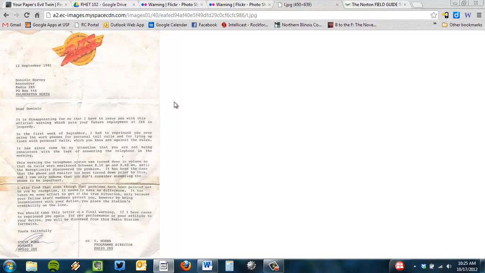Same thing for this warning. This is a written warning that someone named Dominic Harvey received from his job a long time ago, telling him that it is disappointing for me that I have to issue you with this official warning which puts your future employment in jeopardy. If I were reading this, I would ask, what strategy did this boss use to tell his employee that the employee was not doing a very good job?